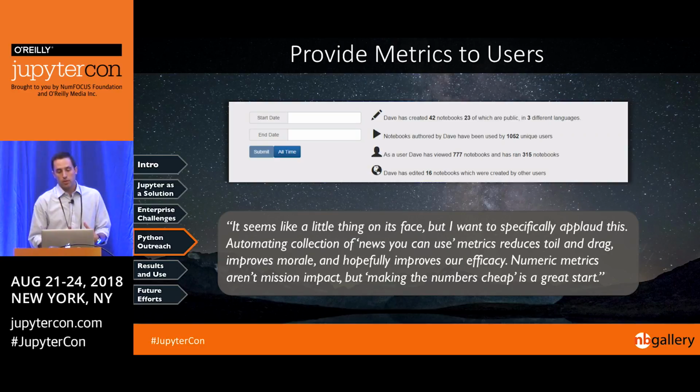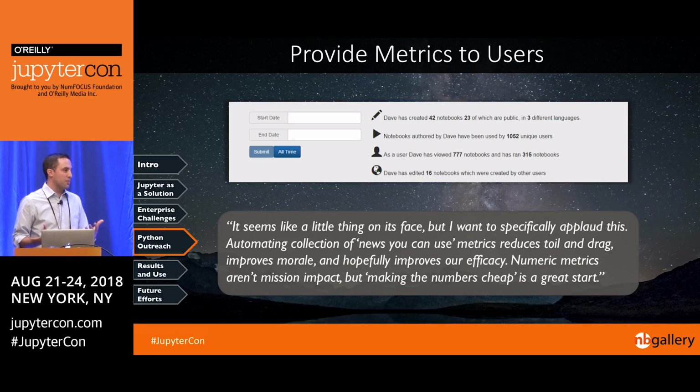Another thing we did to help adoption among our user base is we provide metrics to these users that they can use to help gain confidence and reinforce the value and the contributions they're having within our community. These are metrics that show things like the number of unique users that have run their notebooks within our environment. And this quote here is actually from a different user, so this is not the same blog post I've quoted a number of times already.